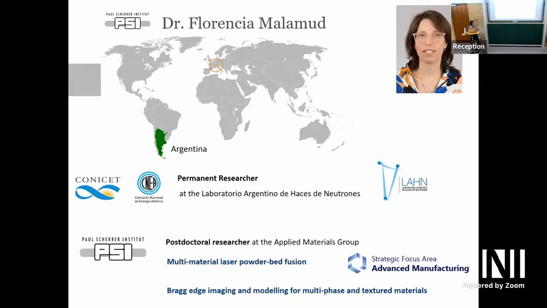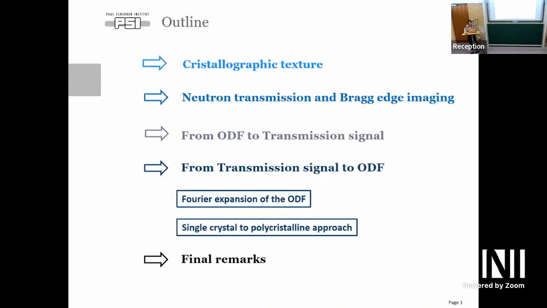I'm currently, as I told you, working as a postdoctoral researcher, basically in a project in which we are analyzing additive manufacturing samples. Materials basically made by laser powder bed fusion, and we are using neutron grating interferometry and neutron transmission techniques to characterize the texture. So that's for a small introduction, and let me go straight to the outline of this talk.